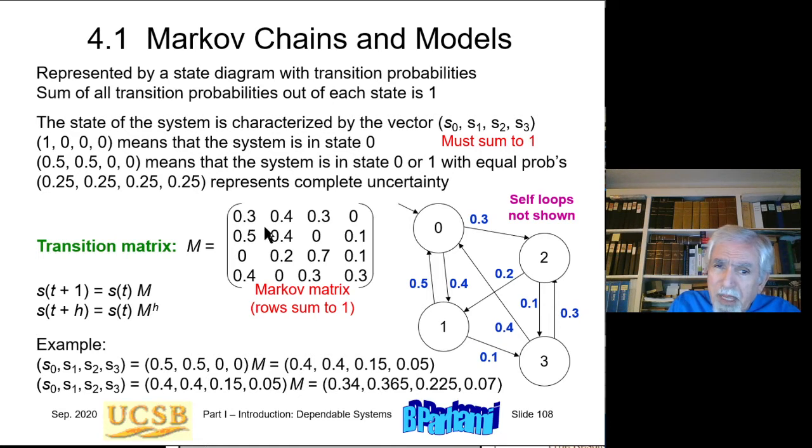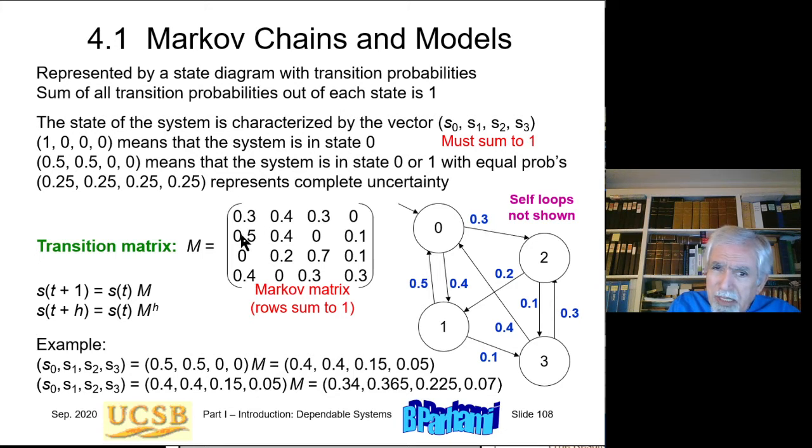So this matrix is known as the Markov transition matrix. Each row corresponds to a state, 0, 1, 2, 3. And each column corresponds to a state, 0, 1, 2, 3. And this 0.3 is the probability of transition from state 0 to state 0. That's the self-loop that I talked about. State 0 to state 1, that's 0.4. State 0 to state 2, that's 0.3. And state 0 to state 3, that's 0 because there's no transition.